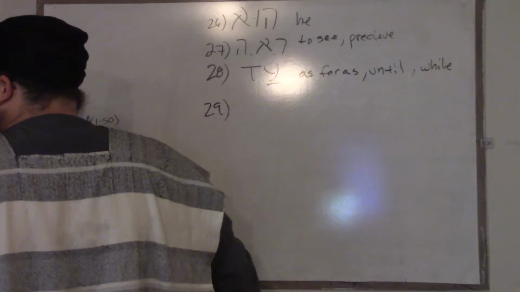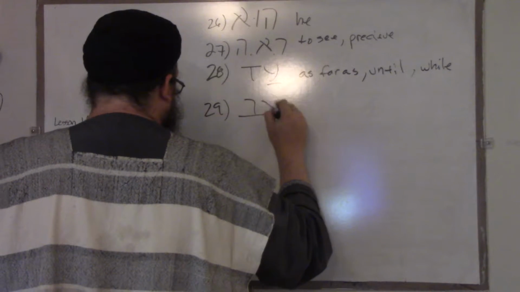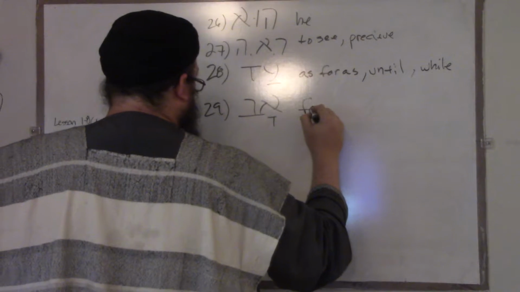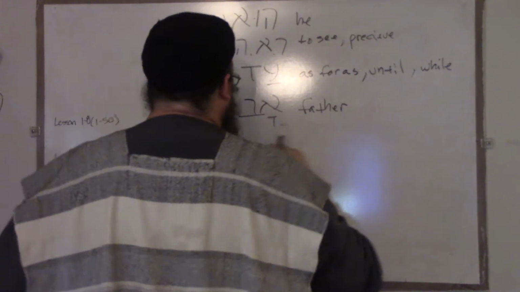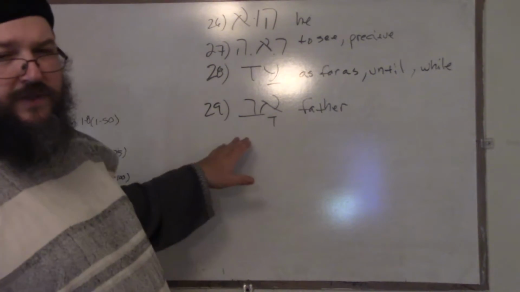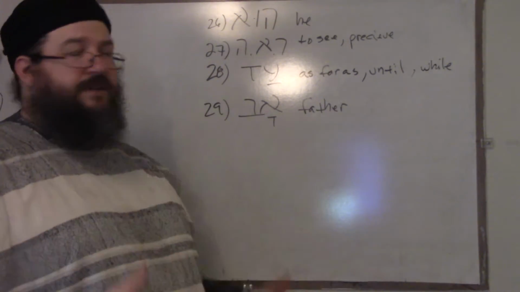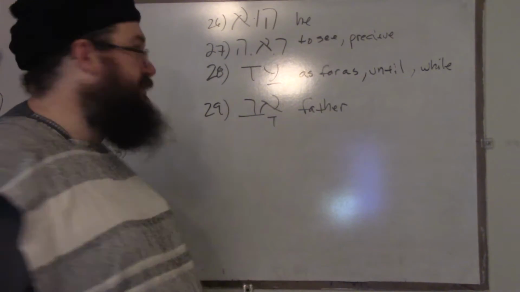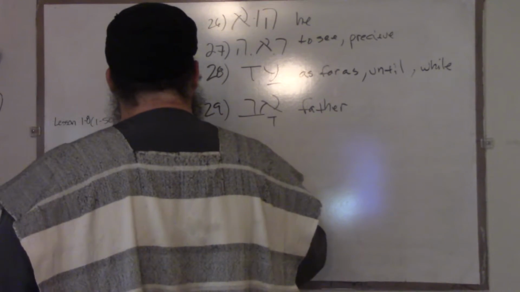So 29 is the word av. This is the word for father. And the word av comes from the root aleph bet hey, which means to submit. So literally the word av means one you submit to.